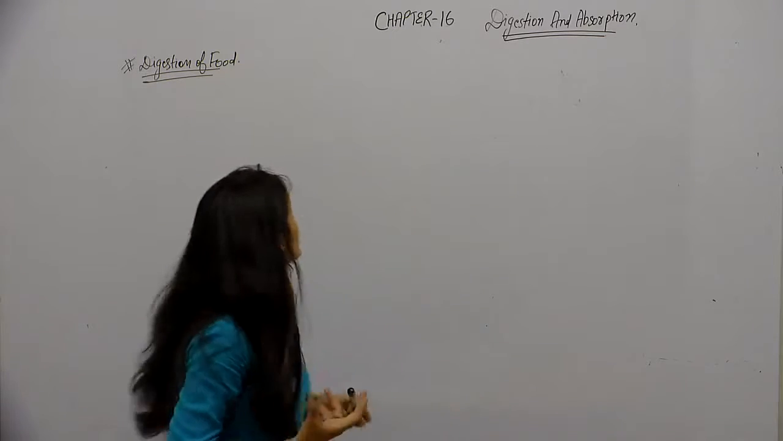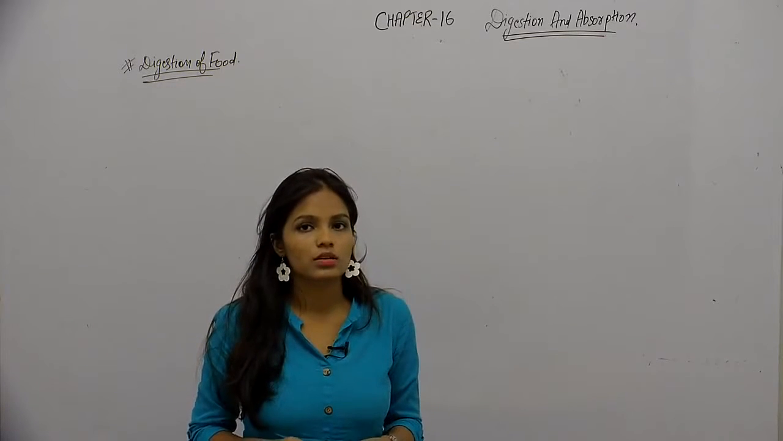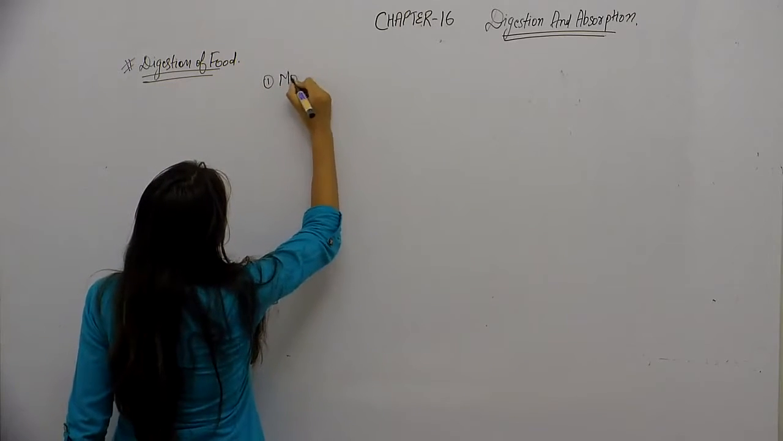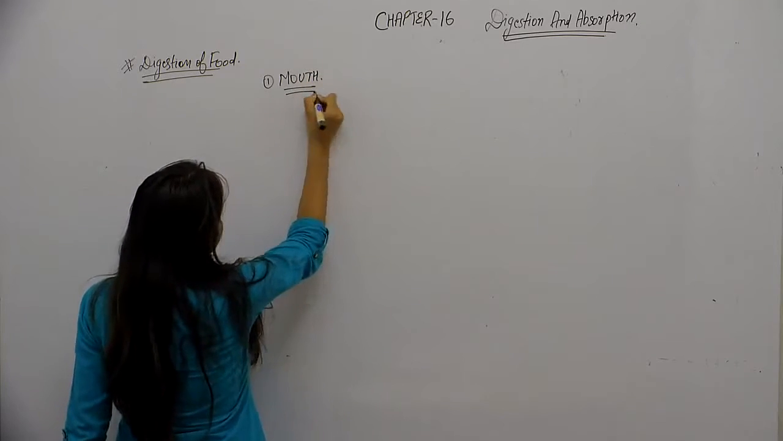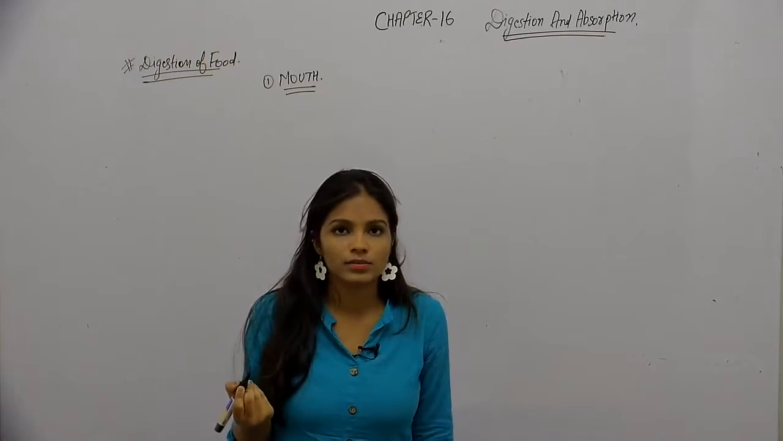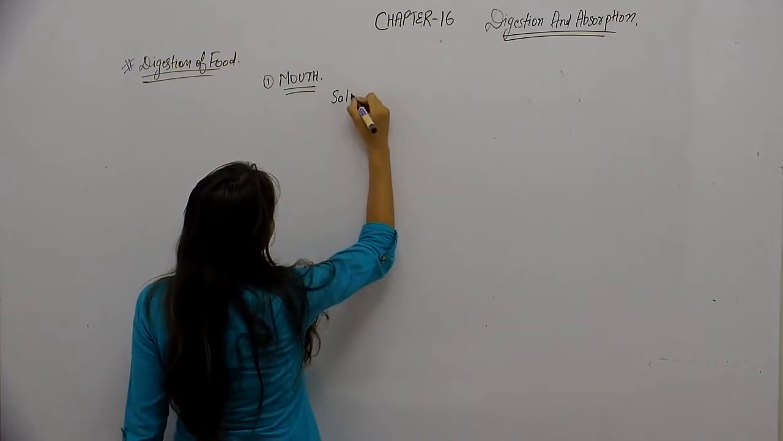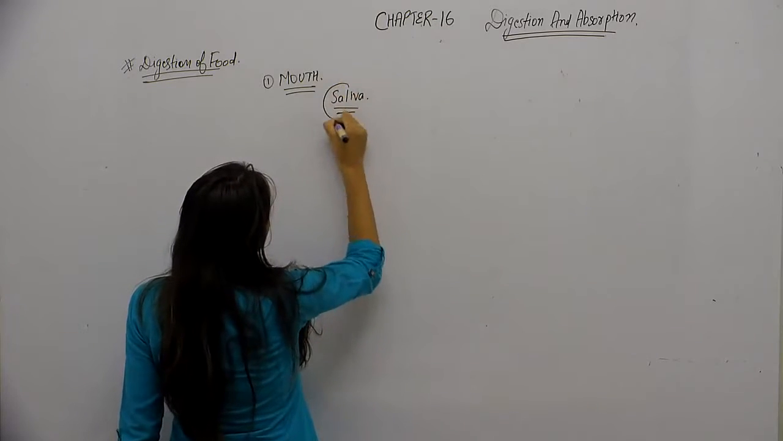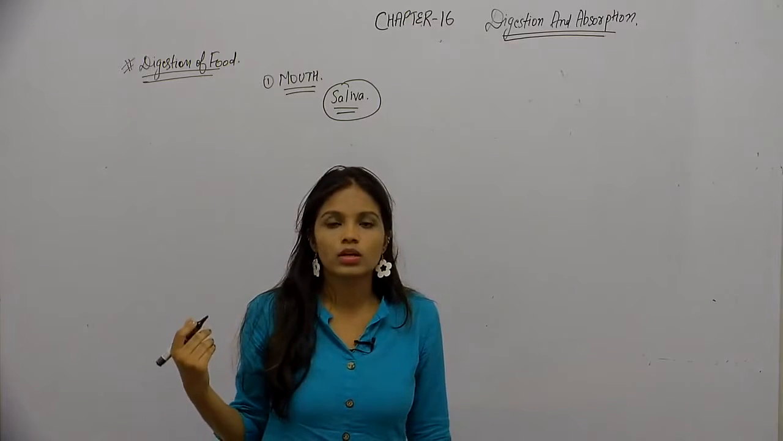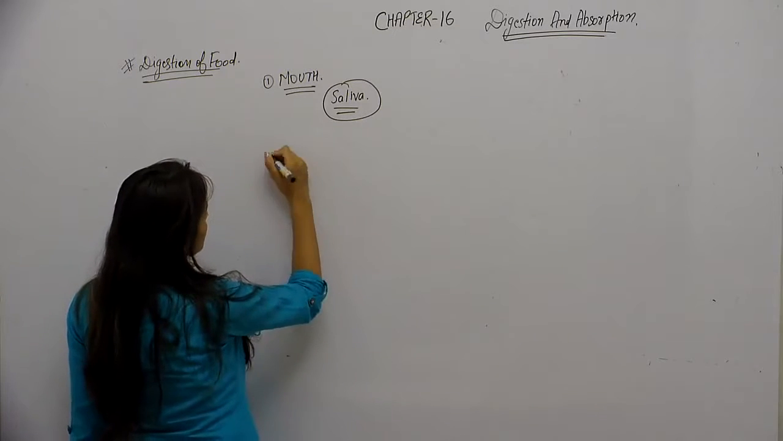Now digestion of food. The very first step in digestion occurs in our mouth. As we take the food in our mouth, the digestion gets started. This is because in our mouth the saliva is present, and due to this saliva, the starch which is present in the food gets broken down, gets digested up to 30%. I'll explain with an example.